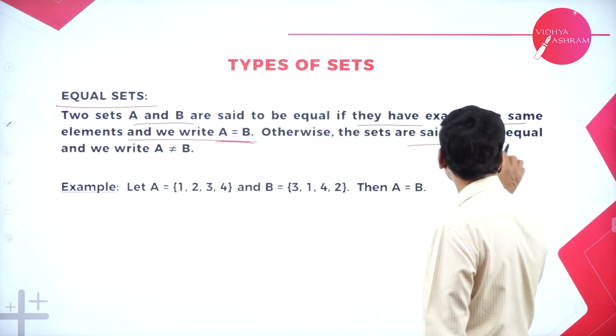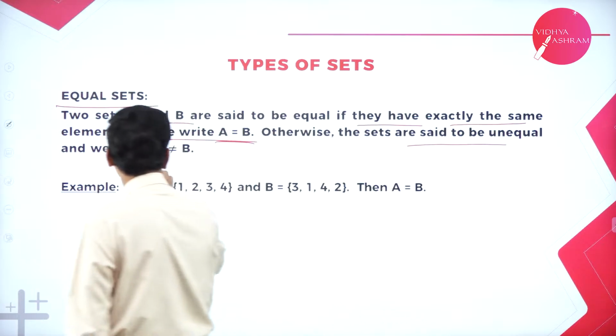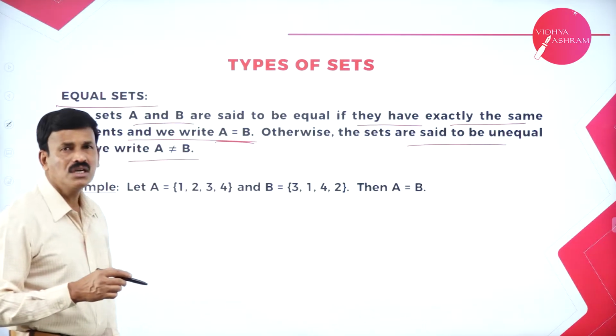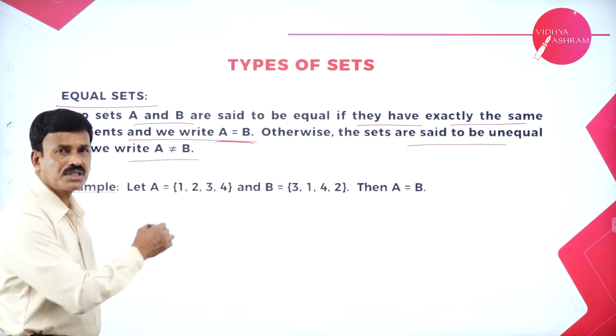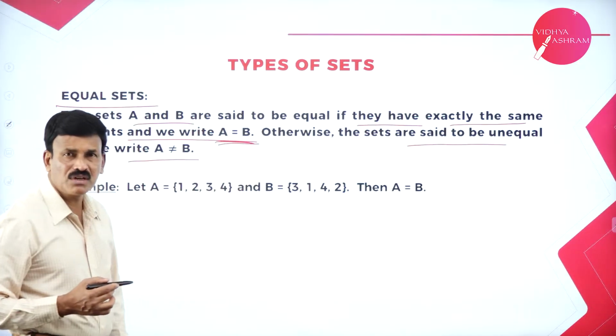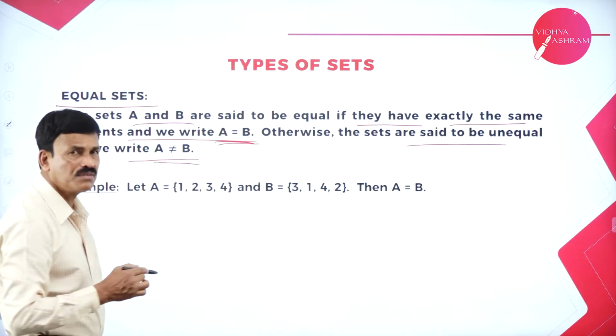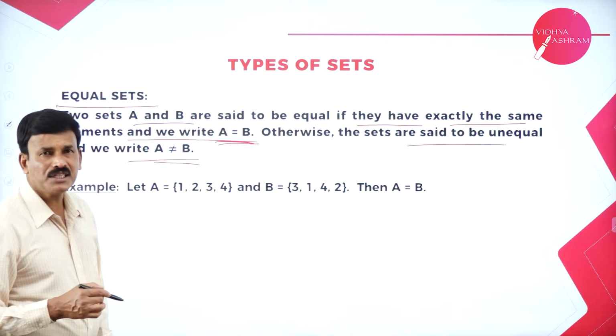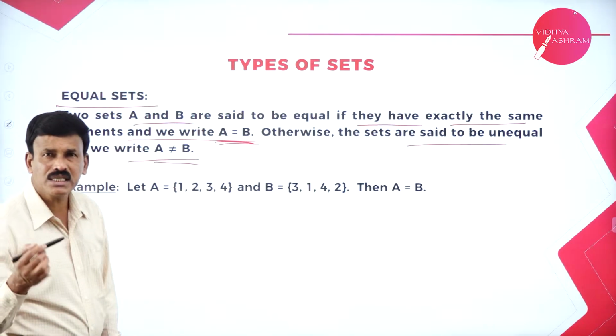Otherwise, the sets are said to be not equal, unequal sets, and it is denoted as A ≠ B. So this is the representation of equal sets, and this is the representation of sets which are not equal, unequal sets. Now let us consider an example.